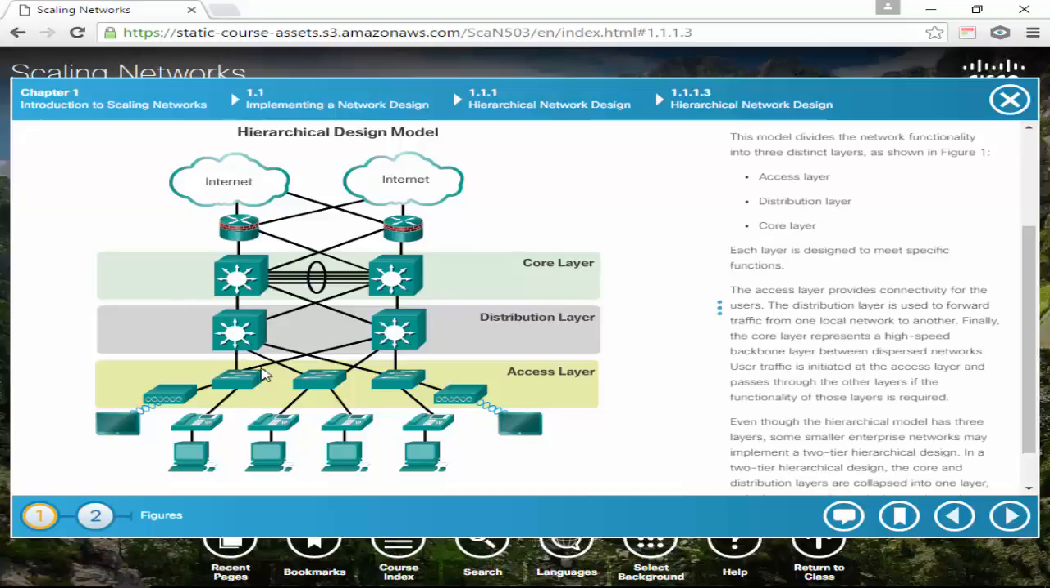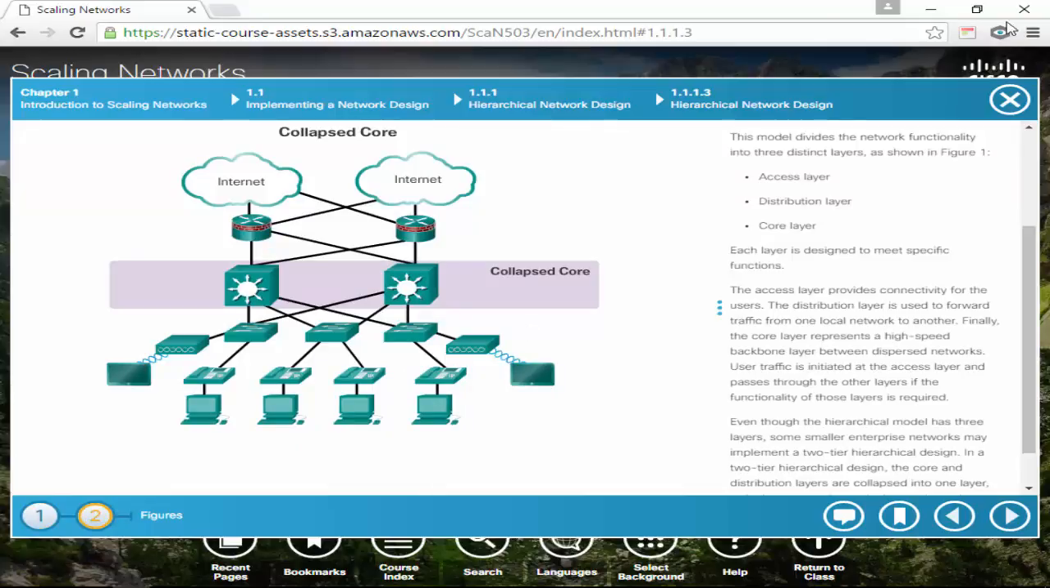And just so you guys know, there's more than 2 switches in this entire network. There's probably multiple distribution switches. There might only be 2 core switches, and then there's a lot more than 5 switches down here. This is a bigger network. It's just we're going to scale it. But all right, back to the collapse core.